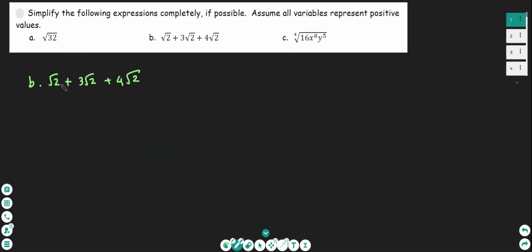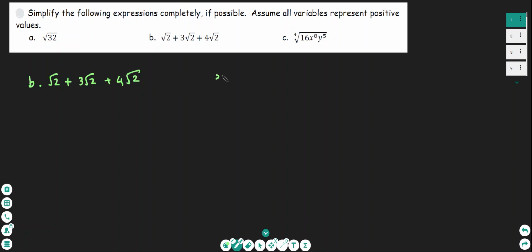Let's do part B. So here we have to simplify the radical expression root 2 plus 3 root 2 plus 4 root 2. Looking at this radical expression, we see that root 2 appears in all the terms. So it's more like doing algebra.